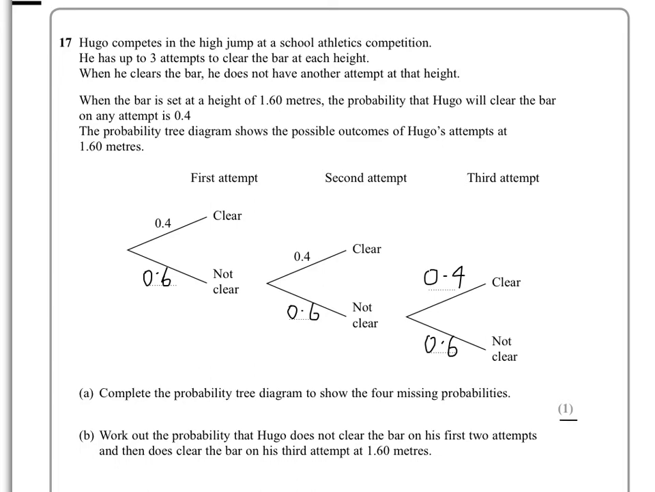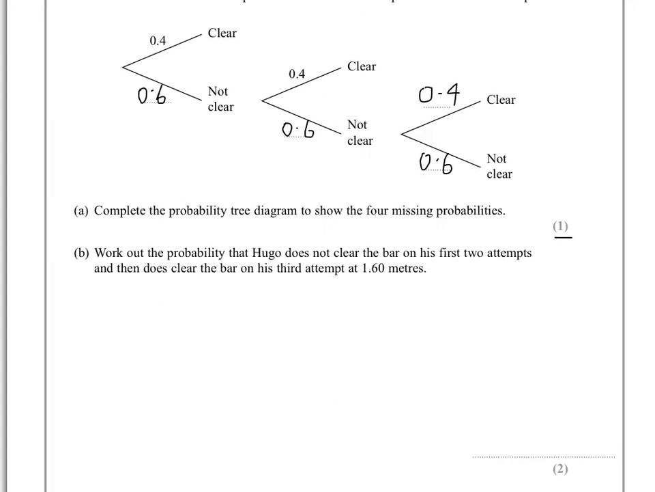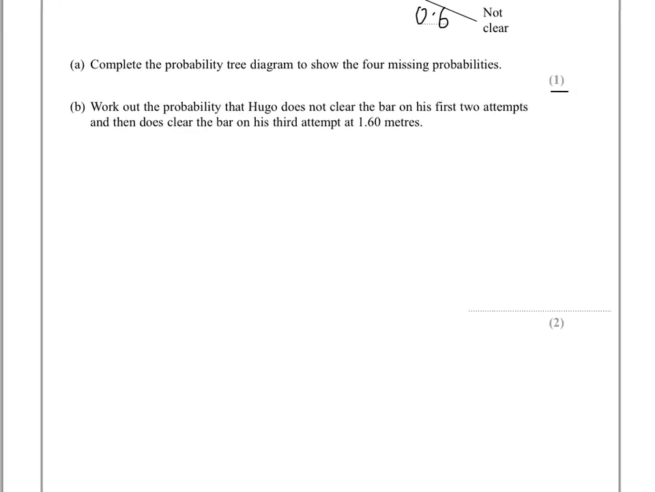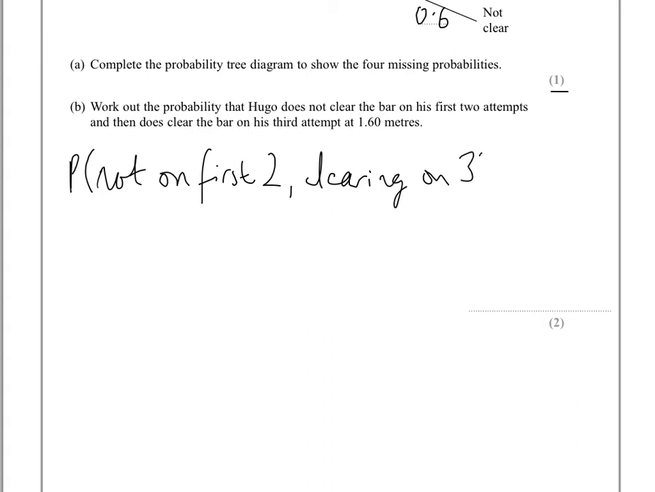In part B then, we're asked to work out the probability that Hugo does not clear the bar on his first 2 attempts and then does on the third. So therefore what we're actually looking for is the probability of not clearing on the first 2, then clearing on the third. So that's what we're looking for in terms of probability.